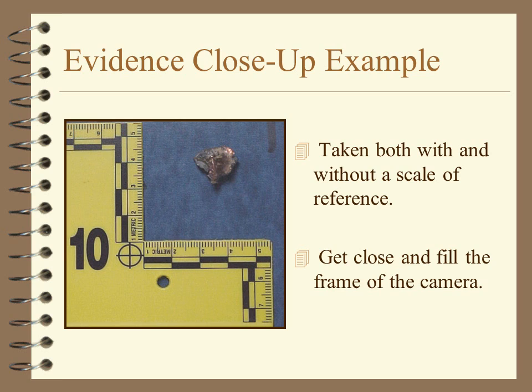Now, this is an example of a properly executed evidence close-up photograph. And as I mentioned before, you'll want to take a picture of this with and without a scale. You also want to get close and fill the entire frame of the camera with the evidence. Since this is particularly small, you want to make sure that the evidence identifier, the number 10 that you see, also is included in the same reference as the expended bullet.